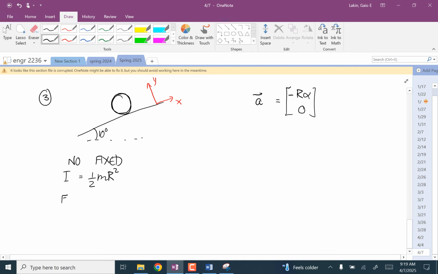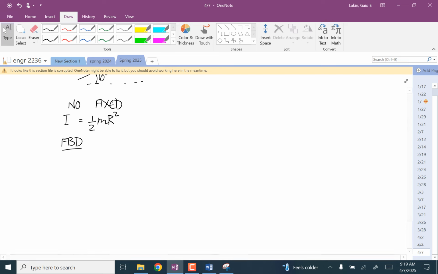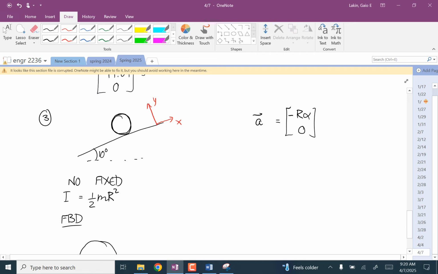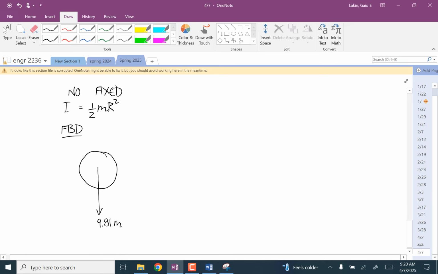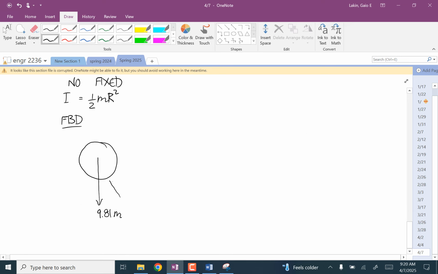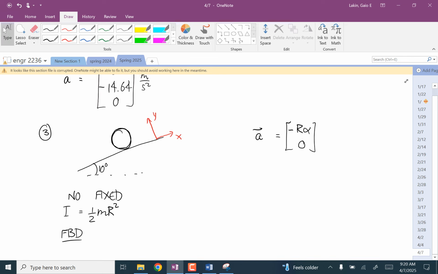And now the free body diagram. There's a weight force down from the center that's equal to mg. I guess I'm going to write it as 9.81 m. And then we have the two contact forces. There's a pushing contact force, N, and a friction force. So now, anytime something's rolling, there's friction going on. And it's static friction.